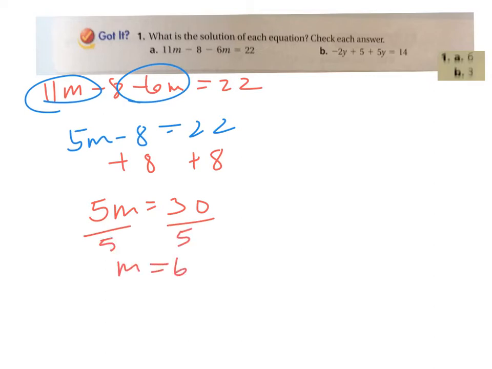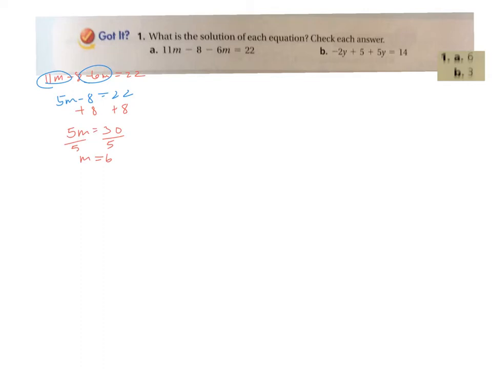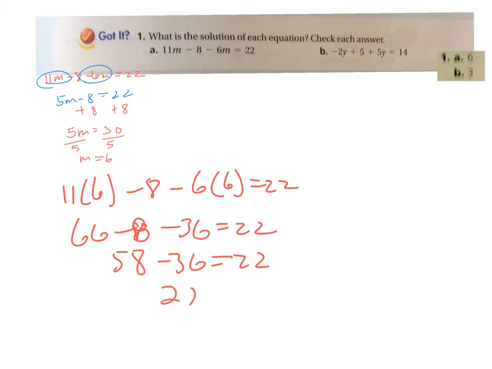And m is 6. And again, the check, let me slide these guys out of the way here. The check, we go back to that original equation, and everywhere that we see m, we put in a 6. So I have 11 times 6 minus 8 minus 6 times 6 equals 22. So 66 minus 8 minus 36 equals 22. And here we can just certainly go in order. So 66 minus 8 is 58, minus 36 equals 22. And 58 minus 36 is indeed 22. So my answer was correct.